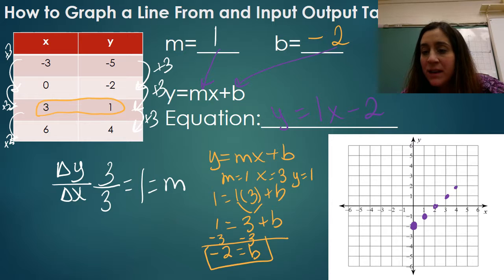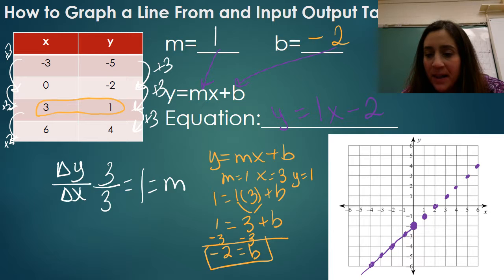I'm going to do that as many times as I can. Then I'm also going to go the opposite direction, down 1 to the left 1. And then just draw my line to connect it.